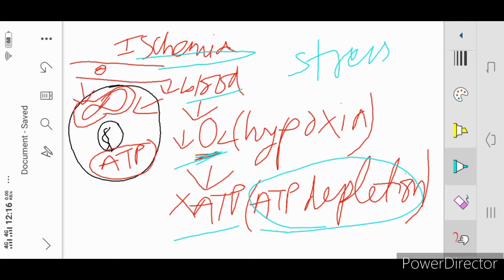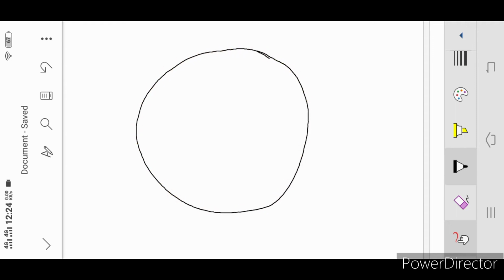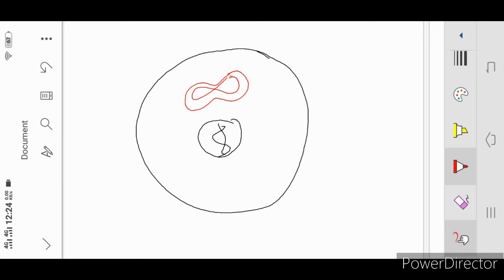Now, because of absence of ATP, what are the problems faced by the cell? So, there are three problems because of ATP depletion in a cell. What are the three types of problems? We'll go through it one by one. I'm going to tell you three stories one by one about what is going to happen in a cell. So, let's suppose this is a cell. This is the nucleus with DNA present in it. And let's suppose this is the double layered mitochondria of a cell.